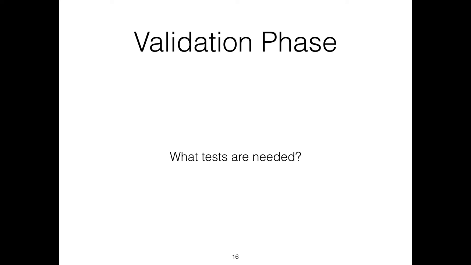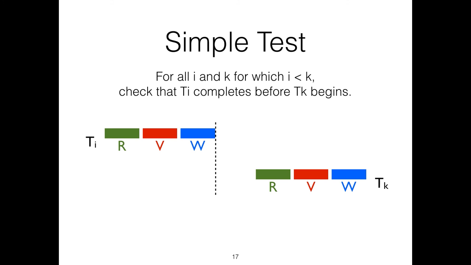So essentially, once a transaction finishes, we only need to keep it around as long as there's another transaction that was created while the first transaction was running. It's a simple illustration. So if the first transaction finishes before the second one starts, we're good.